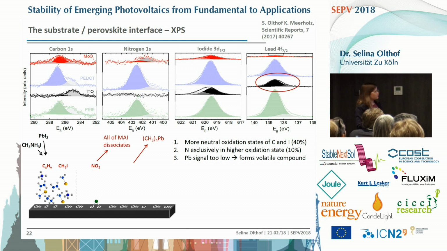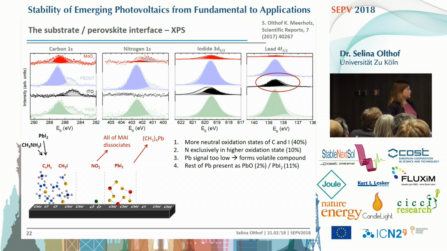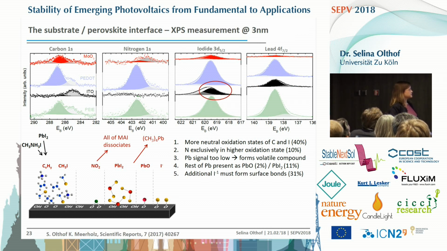So we have to have a volatile lead compound forming on the surface. And the only one you can think of is tetramethyl lead. So we think that the dissociation of the MAI leads to a reaction with the lead iodide forming this tetramethyl lead. We have some lead oxide, lead iodide, and some additional iodide bonds. So this is what this interface looks like. So it has no perovskite there. And you need to form this kind of buffer layer to really remove contact to this interface before the perovskite can start forming.